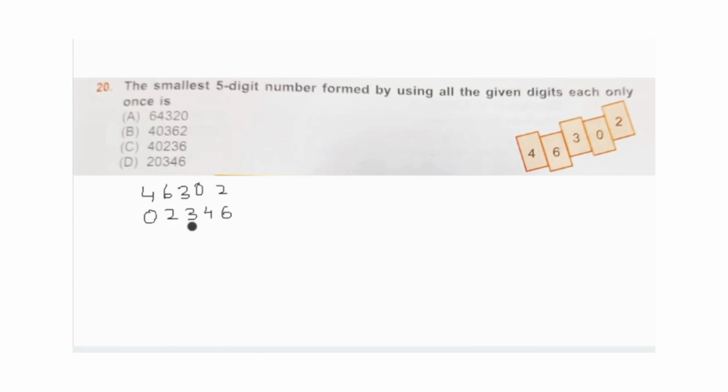If you see this number, it starts with 0, which is not possible. You cannot start a number with 0. Let's start the number with the next smallest digit, which is 2, then write 0, the smallest digit, then the next smallest, which is 3, then 4, and then 6. Now the number that's formed is 20346. Let's look at the options and see which is the closest number to 20346, which is option D. That is your correct answer.